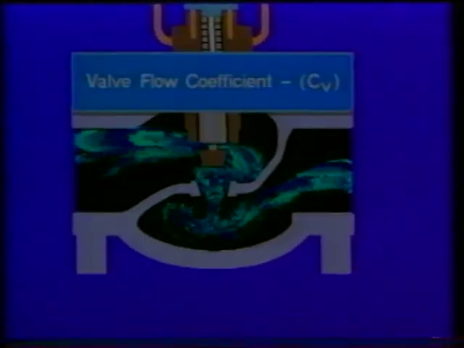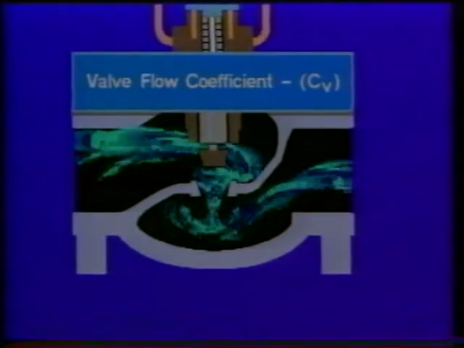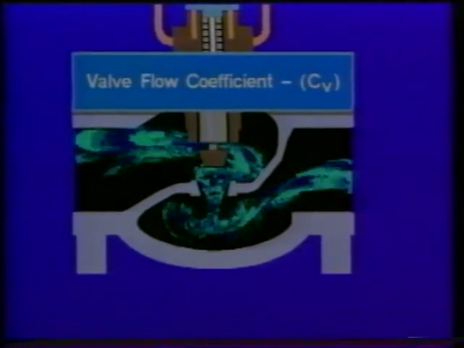We're interested in the vena contracta because its area is one of the values that affects the rate of fluid flow. The area of the vena contracta cannot be directly measured. As a result, flow calculations must rely on experimentally determined factors. For our purposes, these factors are all combined into one, called the valve flow coefficient, C sub V.